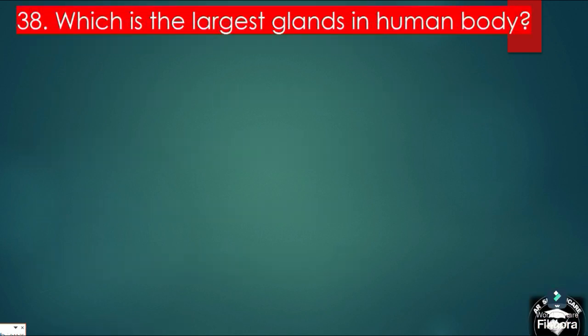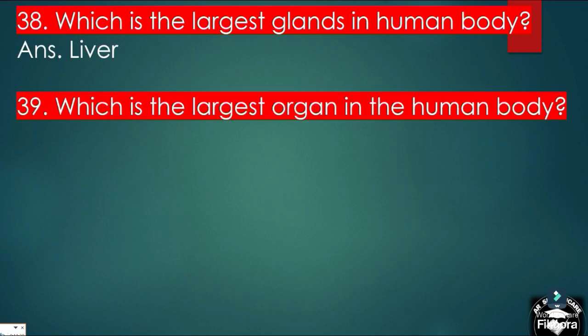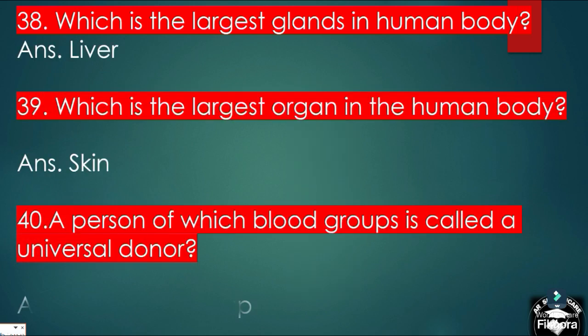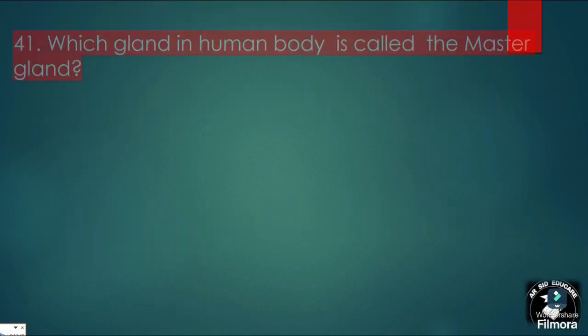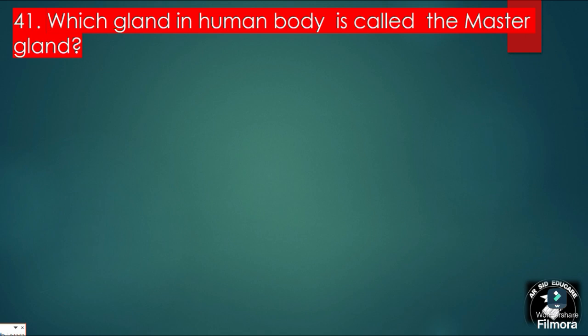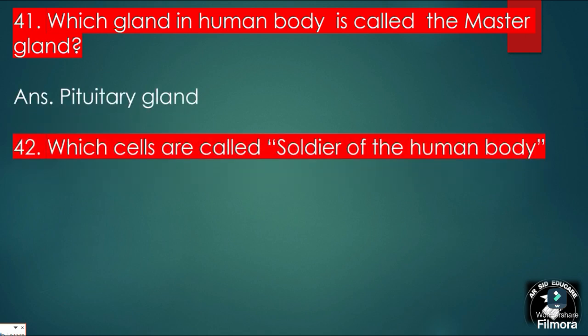Which is the largest gland in the human body? Liver. Which is the largest organ in the human body? Skin. A person of which blood group is called a universal donor? O group. Which gland in the human body is called the master gland? Pituitary gland. Which cells are called soldiers of the human body? White blood cells.